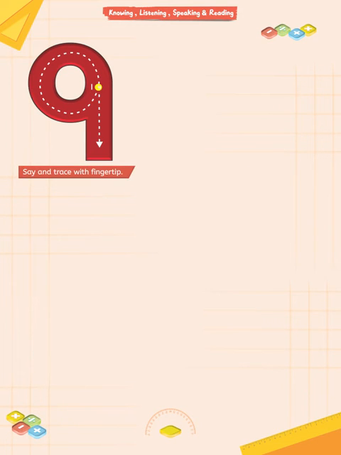Say aloud and trace with fingertips, starting from the right side around up. Follow the given pattern. Now say aloud.